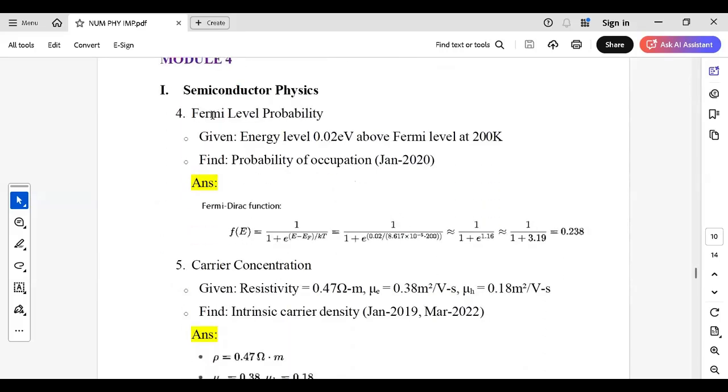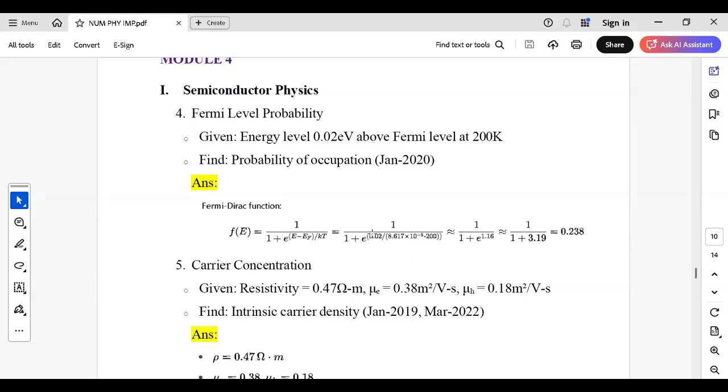We are calculating the Fermi level probability. F of E, that is how you represent it. Now, what is given to us? 0.02 eV, electron volt, above Fermi level at 200 Kelvin. Probability of occupation. What is the probability of occupation? 1 by 1 plus e power (E minus EF) by kT, right?